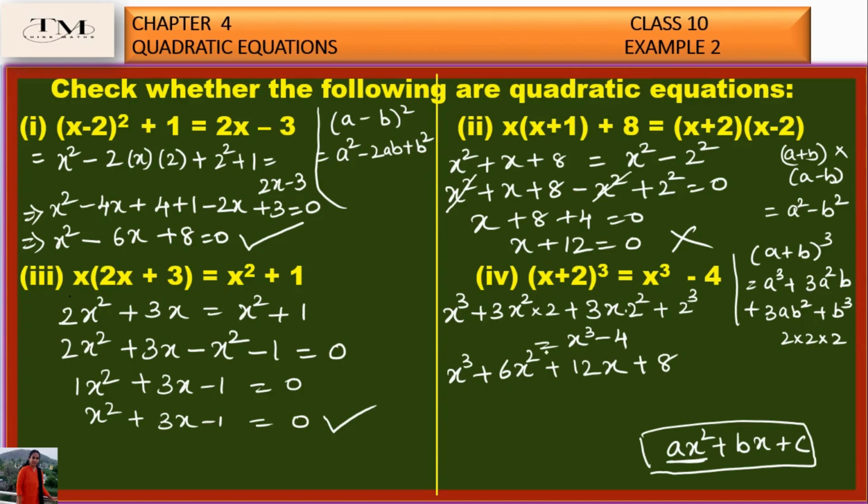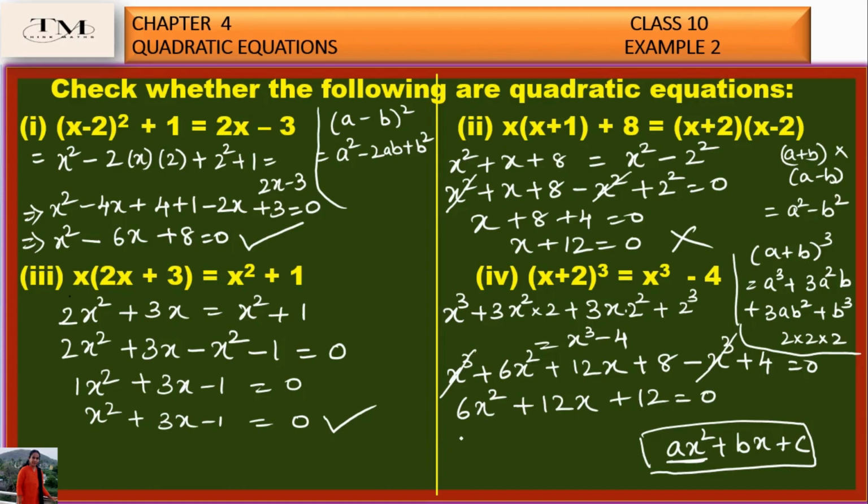So next, the RHS term is x cube minus 4. We are going to bring this to LHS. So plus x cube will become minus x cube. Minus 4 will become plus 4, which is equal to 0. So this is plus x cube and this is minus x cube. Both get cancelled. So what are the x square terms? The x square term is only one: 6x square. Next, the x term is also only one: plus 12x. And the constant term is plus 8 plus 4. So it is 12. So this is a quadratic equation.